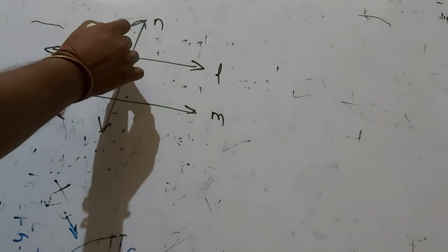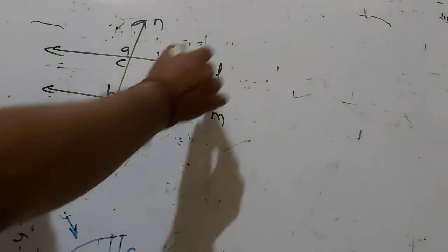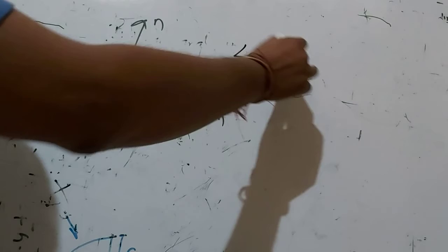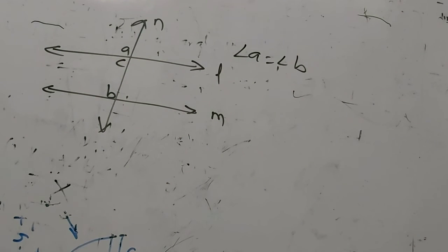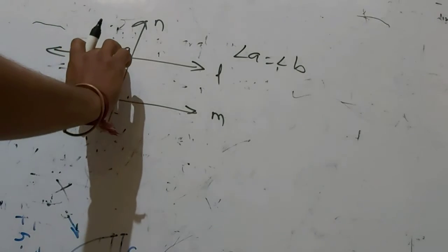L and M are two parallel lines, and there is a transversal here. Here A is equal to B. In this way you have to prove. We will consider angle C here. What you have to prove is angle A is equal to angle B. These are two corresponding angles. First of all, we will use what we have just proved.